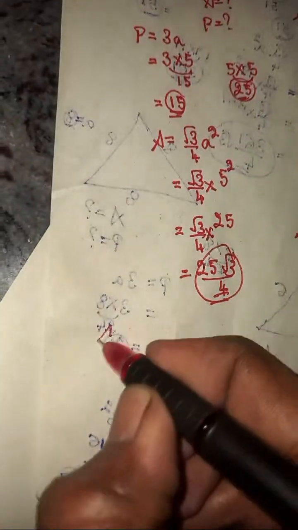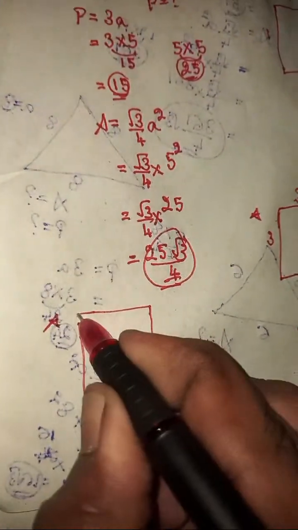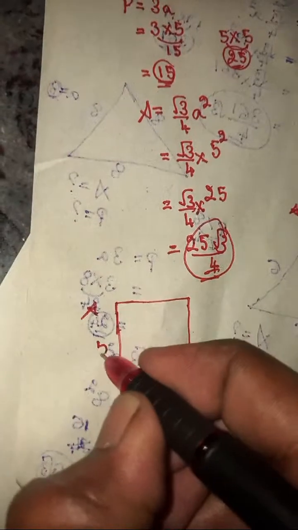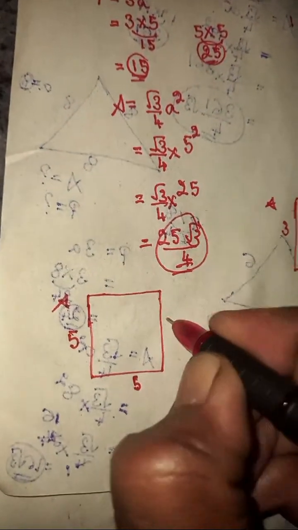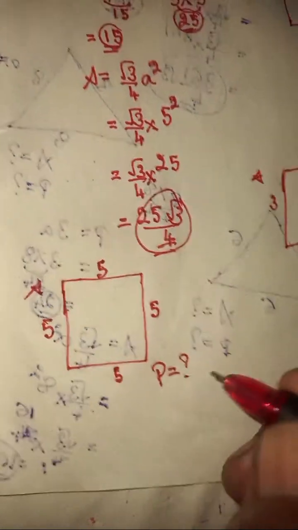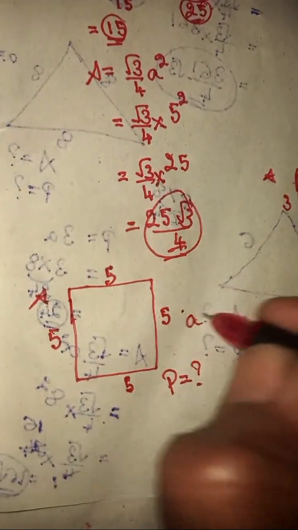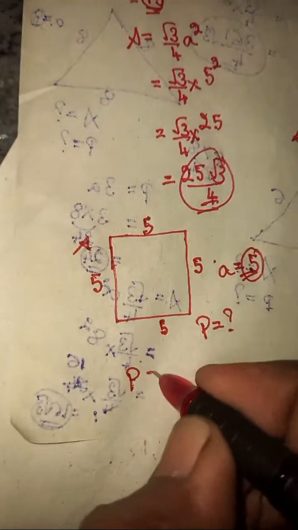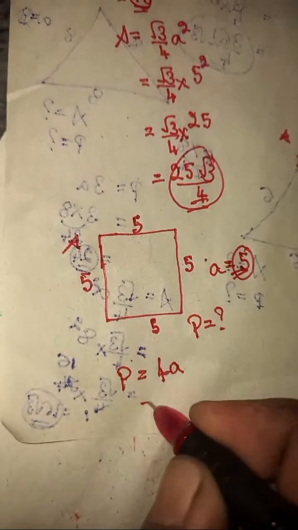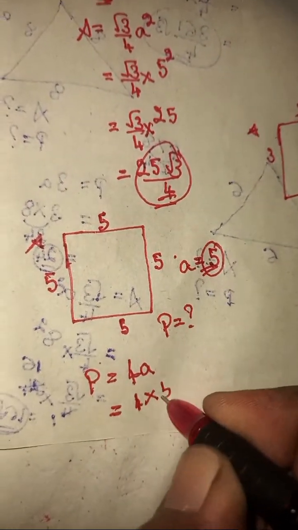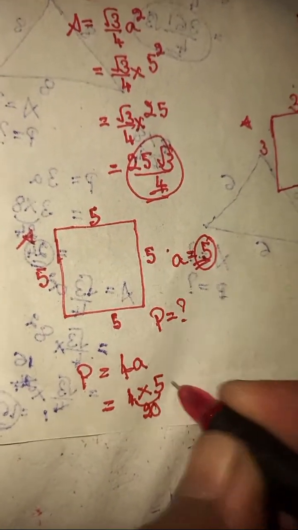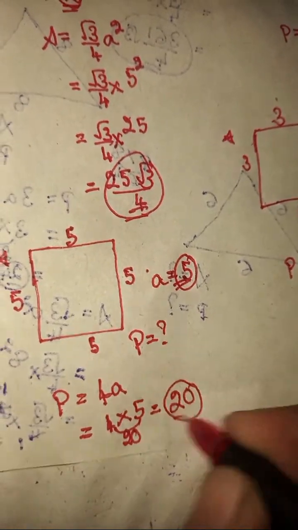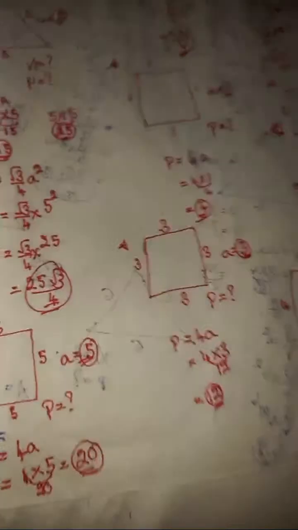Let's take one more square. Here they have given all sides are equal to 5 units. What's the perimeter? Here the side length is 5 units. Now you can write the perimeter as 4 times the side length 5. 4 times 5 is 20, so it becomes 20 units.